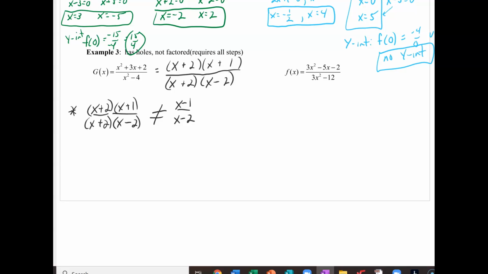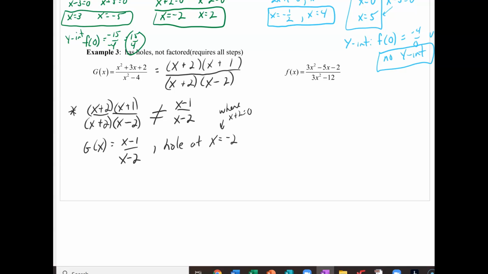So that's what we're going to do, is we're going to cancel the x plus 2, but we're going to keep in mind that x cannot be negative 2. That's going to be where the x coordinate of the hole is. So our new function is going to be g of x equals x minus 1 over x minus 2. But there's a hole at x equals negative 2. There's a hole where x plus 2 equals 0. This is where x plus 2 is 0.